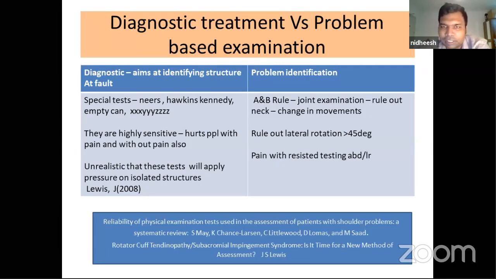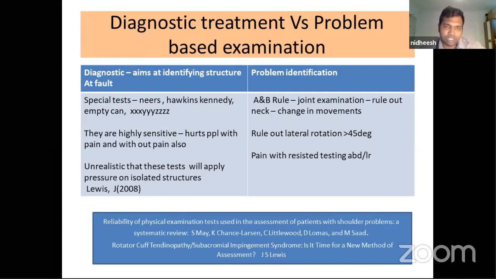And then there is diagnostic treatment. A lot of us always want to give a diagnosis to patients. Of course, the patients would want a diagnosis, but if we are very focused on always giving a diagnosis, then we would end up treating the structures, like we are very structural in nature. On the other hand, I am somebody who follows a problem-based examination and treatment. I would always like to treat the patients with their problems. I'll explain in detail how I do it and what I do.